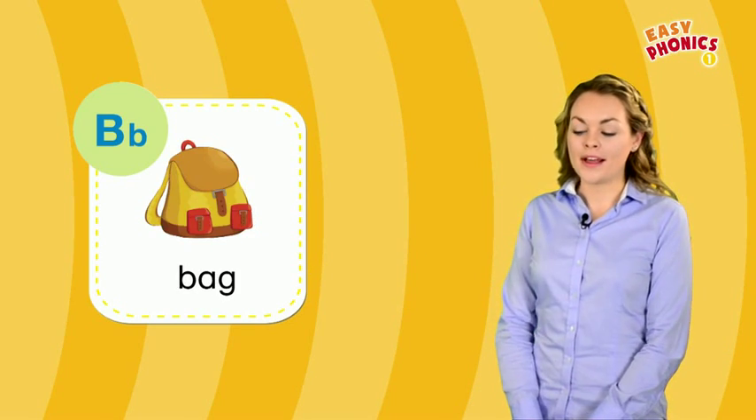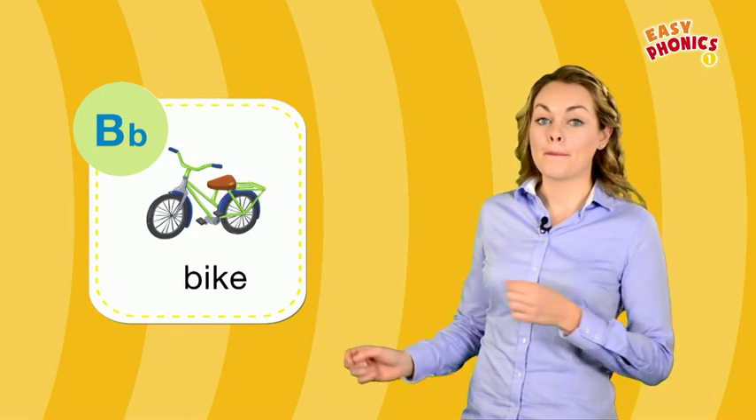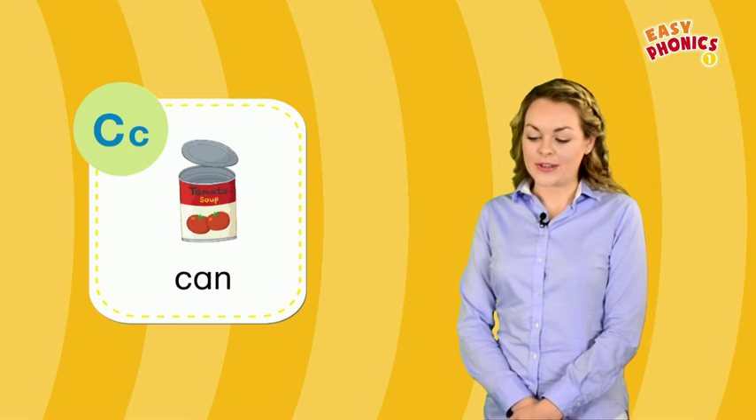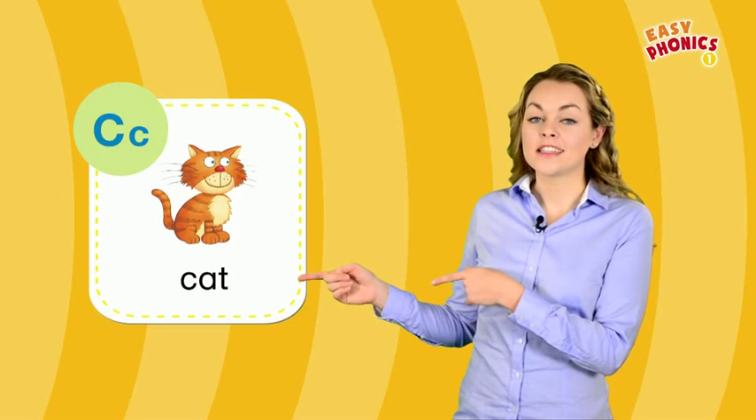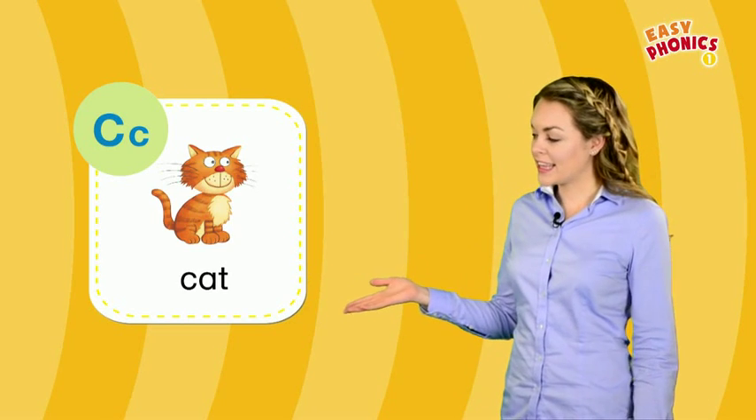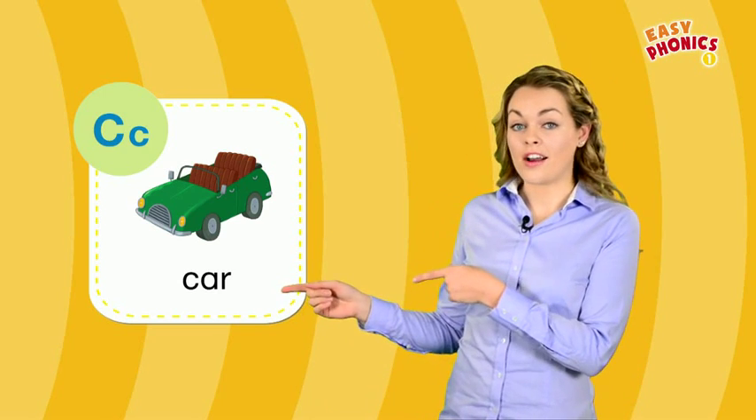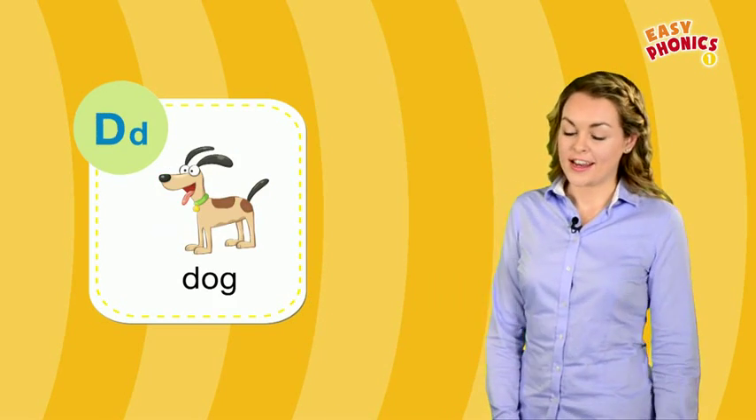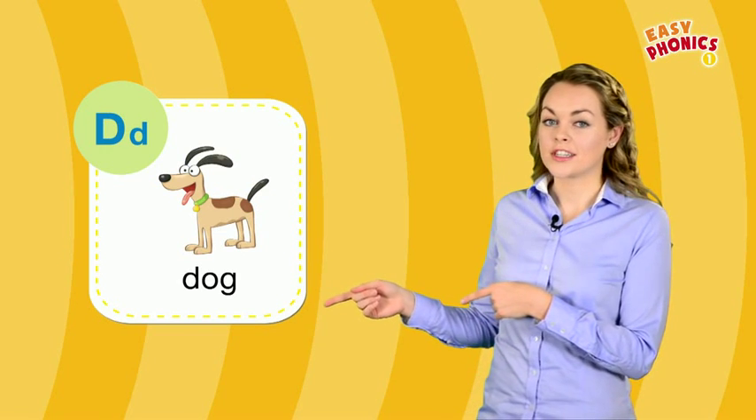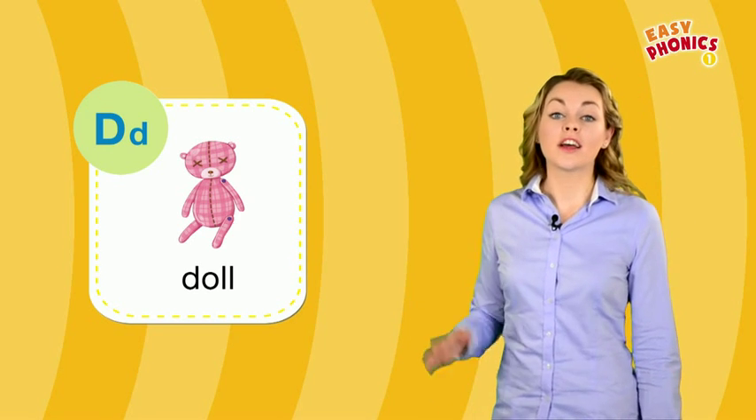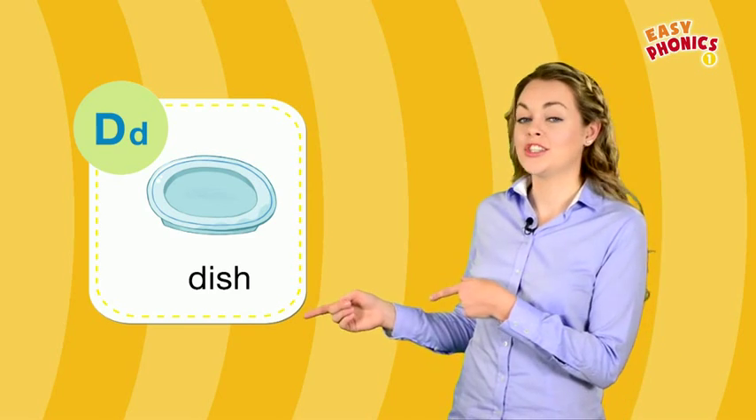Okay, B, boy. B, bag. B, bike. Okay, C, K, can. C, K, cat. C, K, car. Now, D, dog. D, doll. D, dish.